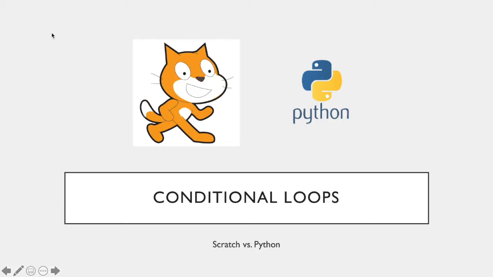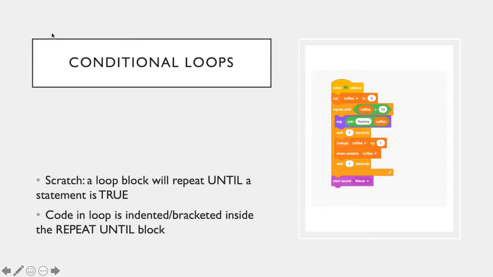So when we look at this between Scratch and Python, this is where we first start to see a subtle difference in the way things operate. So when we look at Scratch, a loop block, we're going to use this repeat until block here. It's going to repeat everything in there until a statement is true. And so in this particular case, when my coffee variable becomes greater than 10, it's going to kick out of this entire loop and go down to the next block.